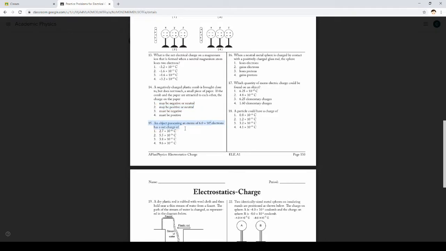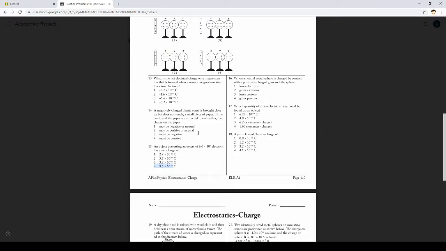Number 15: an object possessing an excess of 6.0 times 10 to the 6th electrons has a net charge of, we're going to use Q equals Ne again, where N is 6.0 times 10 to the 6th, multiplied by 1.6 times 10 to the negative 19th, and we get the answer of 9.6 times 10 to the negative 13th.